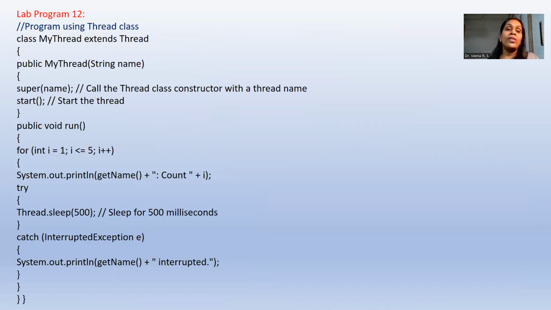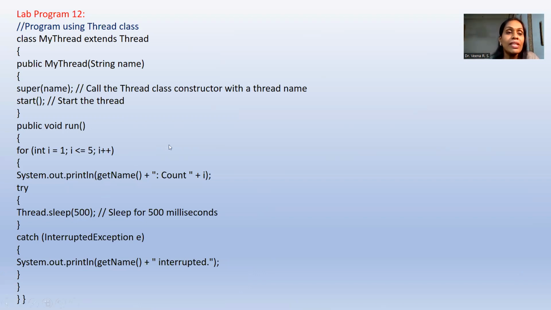Lab program 12, that is multi-threaded programming using the Thread class, goes like this. You have created a class named myThread, which is extending from Thread. As mentioned in the problem statement, you have to call the base class or superclass constructor, that is the Thread class. The moment you say myThread extends Thread, we know that myThread is a subclass and Thread is a superclass. So you should be able to call the superclass constructor, that is the Thread class constructor.